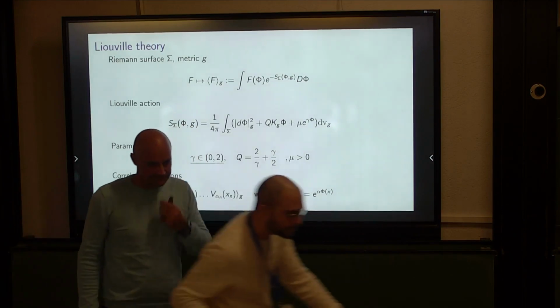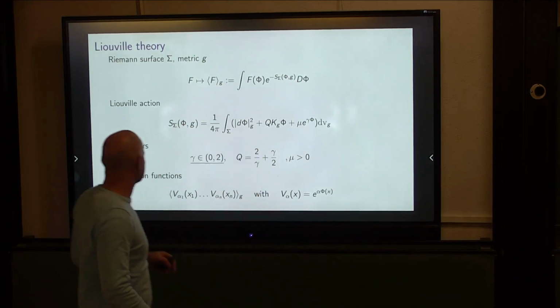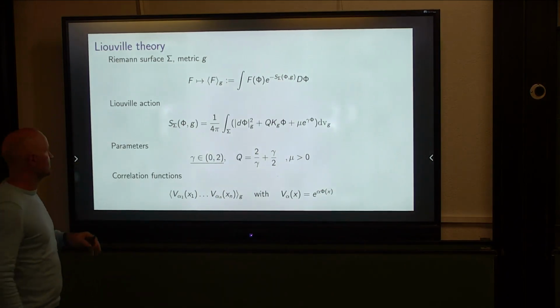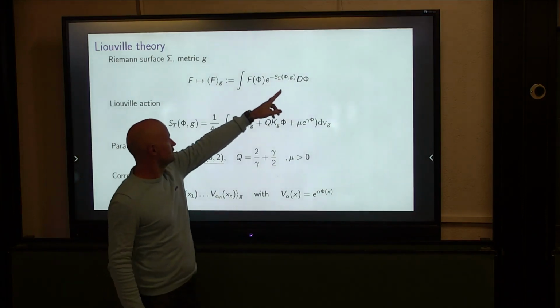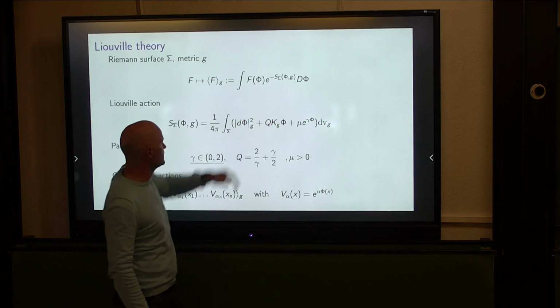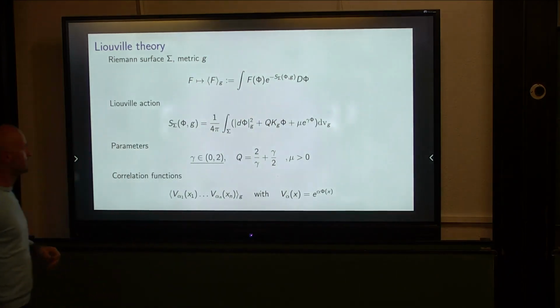Okay, so to start with, in the physics books, you see that the Liouville theory, more or less, is a path integral. Here, you can think of it as a measure on a functional space. Your integration variable phi lives in some functional space. This is what it means.